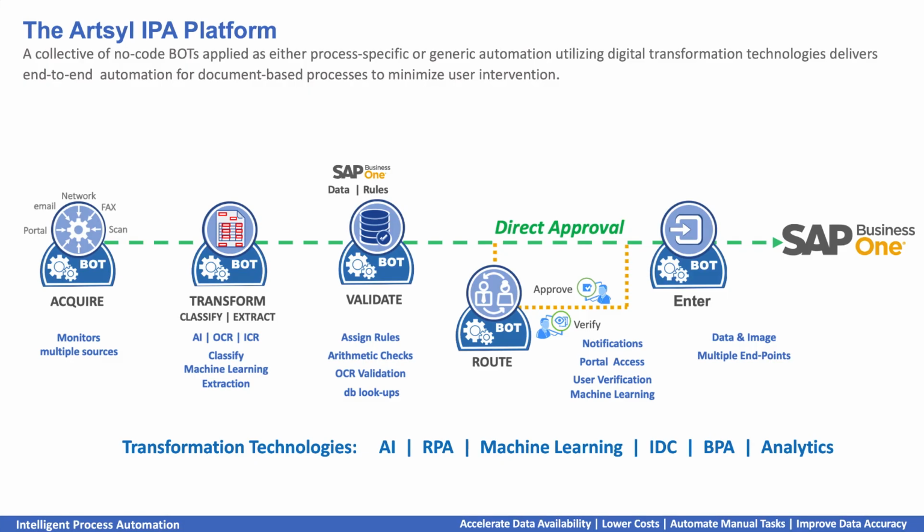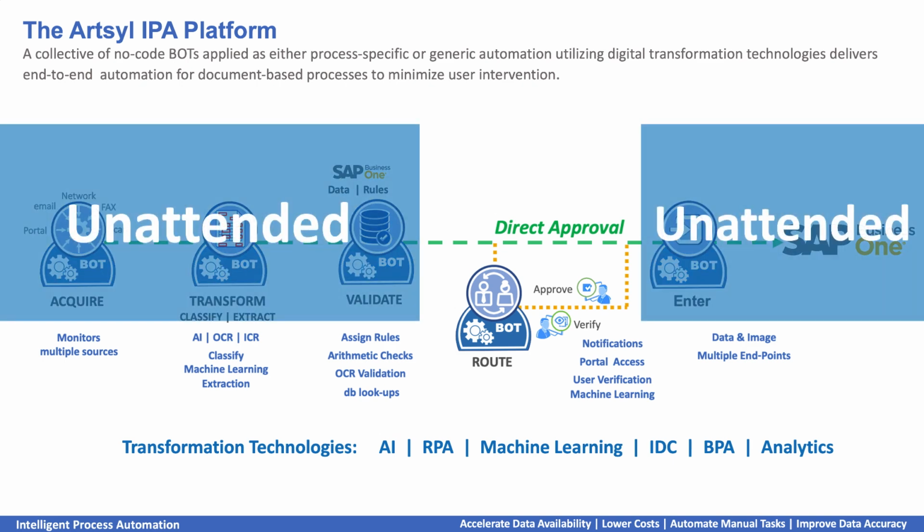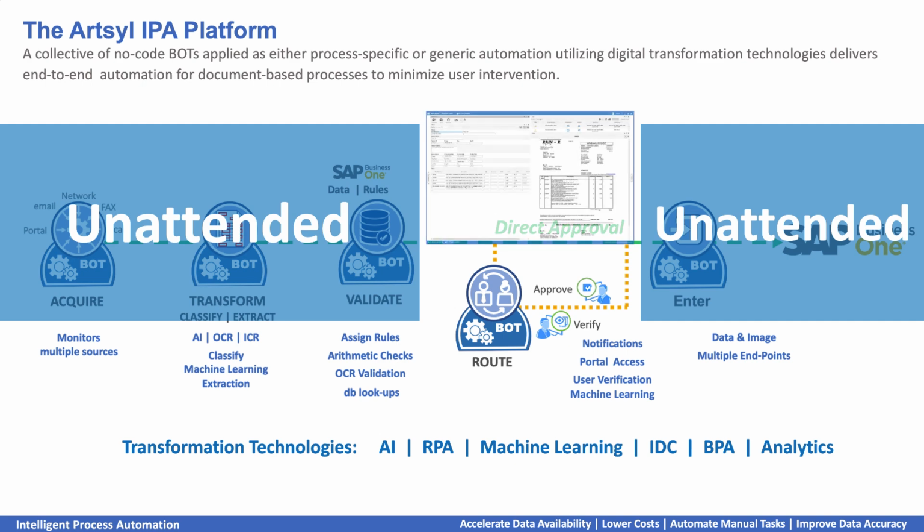InvoiceAction is based on Artsyl's Intelligent Process Automation platform, which does many things, most of which is unseen, as it is completely automated and runs in the background. The purpose of this demo is to share the user experience of the InvoiceAction verification client when invoices don't go straight through.